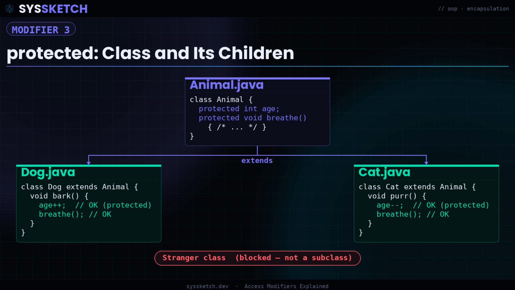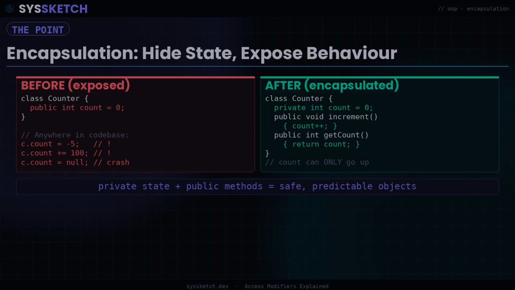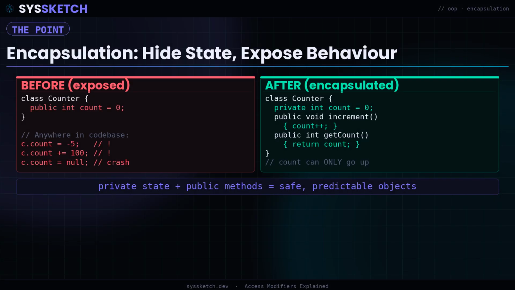Protected sits between the two. A protected member is visible to the declaring class and to any subclass that extends it. So if Animal declares a protected field called age, then Dog and Cat, which both extend Animal, can read and write age directly. But a completely unrelated class, a stranger that has no relationship to Animal at all, gets blocked. Protected is the right tool when you are building a base class that is designed to be extended, and you want subclasses to have direct access to inherited state, but you do not want that state exposed to the general public.